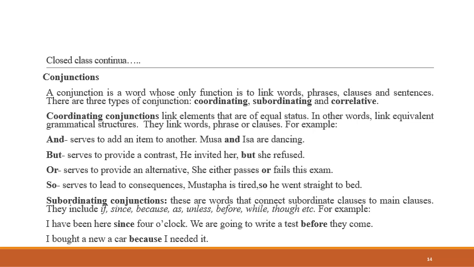For instance, I have been here since 4 o'clock. Since here is our subordinating conjunction introducing the subordinate clause. We are going to write a test before they come. Before here is our conjunction introducing the subordinate clause "they come". I bought a new car because I needed it. Because here is our conjunction introducing the subordinate clause "I needed it".